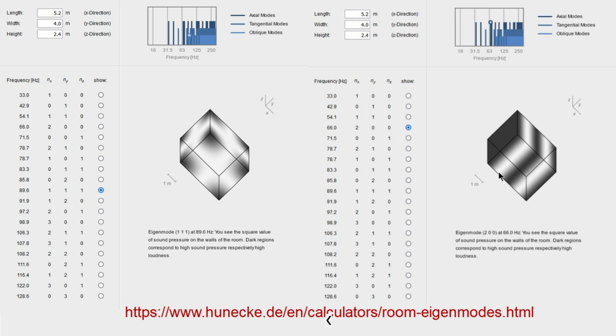This is split in half, right? Over here on the right, you put in the dimensions for your room. So in this case, it's 5.2 meters long, 4 meters wide, 2.4 meters high. You plug those in, and then it'll give you a graph.